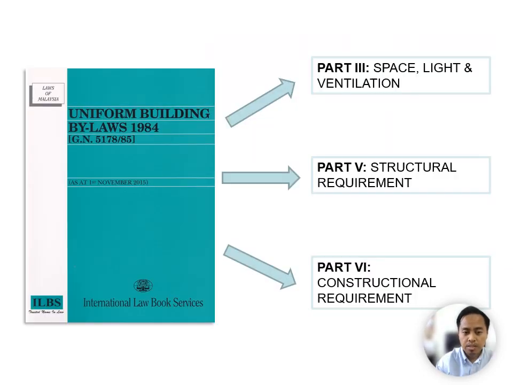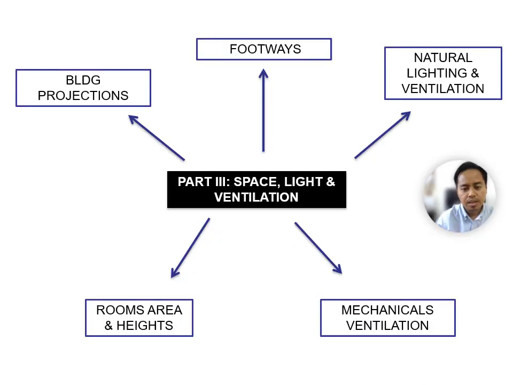Now that we know inside the Uniform Building By-Laws, there are 9 parts. However, there are only 3 parts that we can refer to when it comes to designing a building. Those parts are Part 3, which we discuss on space, light and ventilation; the second one is Part 5 on the structural requirements, and Part 6 on the constructional requirements. Let's have a look part by part.